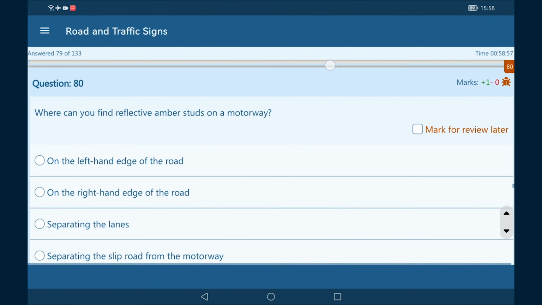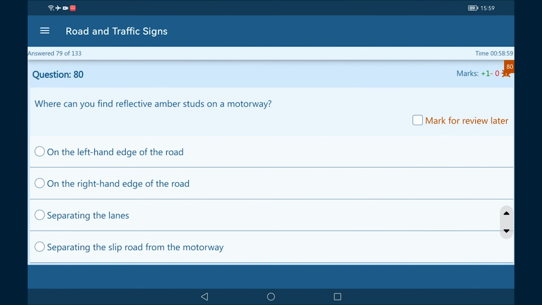Question 80. Where can you find reflective amber studs on a motorway? Option 1. On the left-hand edge of the road. Option 2. On the right-hand edge of the road. Option 3. Separating the lanes. Option 4. Separating the slip road from the motorway. The correct answer is Option 2, that is, on the right-hand edge of the road.